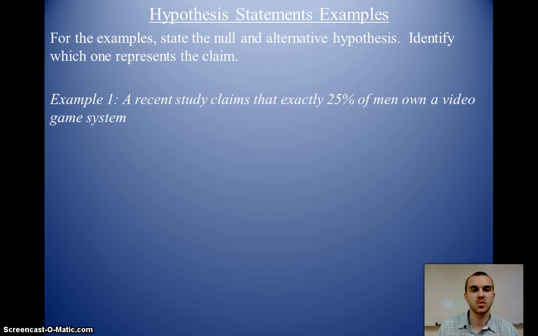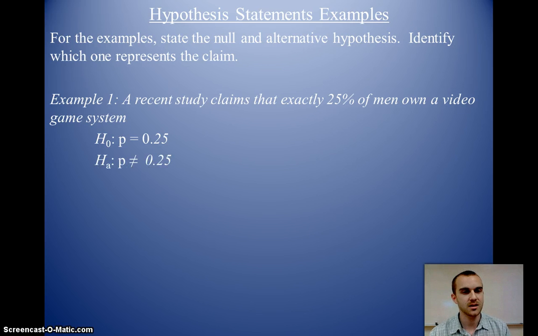So say in this example, I have exactly 25% of men own a video game system. That exactly tells me I should be using the equals and not equals. So exactly, that's a statement of equity, goes in the null hypothesis. P equals 0.25. My alternative is the exact opposite of that, so that's the not equals 0.25.